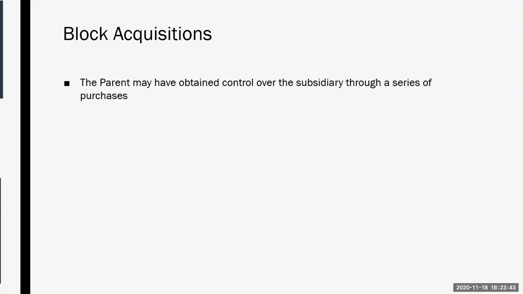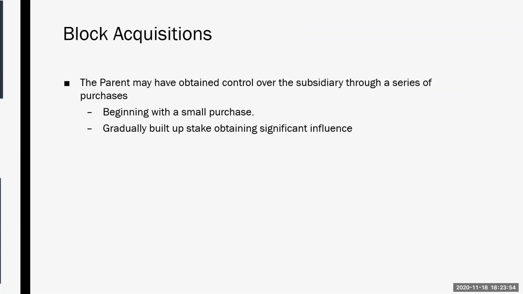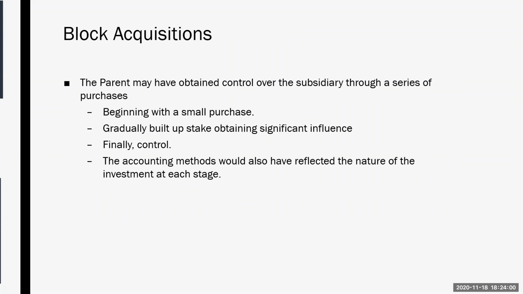Your textbook talks about block acquisitions as well. What happens there is that the parent company can obtain control over the subsidiary through a series of purchases, starting with a very small purchase, gradually building up significant influence and ultimately control. Like we just talked about, the accounting methods would need to reflect the nature of the investment at each stage.